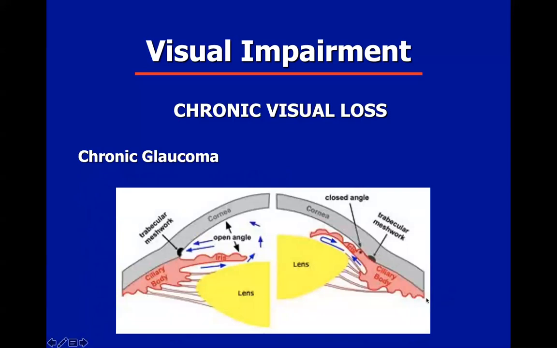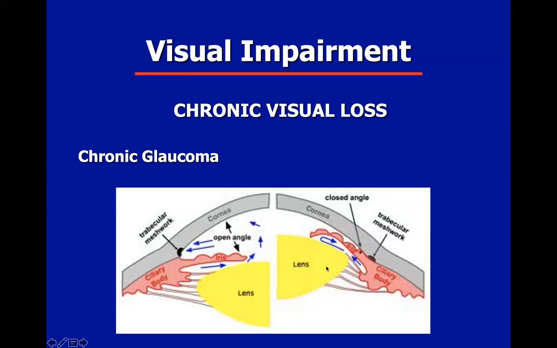So here's your normal. Remember, we said you have your cornea. Your cornea is the crystal part. You have your anterior chamber. You have your iris. You have your lens. Your ciliary body produces your aqueous humor. It goes through the posterior chamber, which is between the iris and lens, goes through the opening between the iris and lens, then goes into your anterior chamber, and then out through the trabecular meshwork.